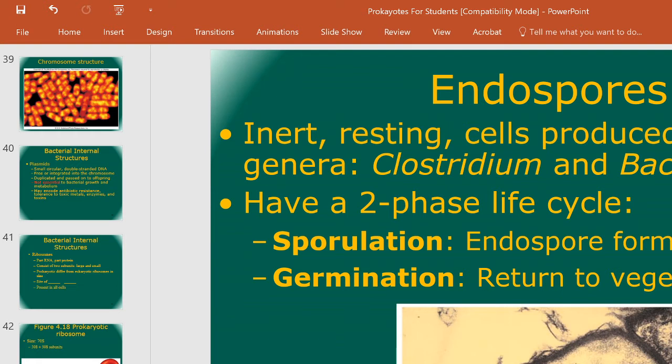Endospores are inert, which means they have no metabolism and they're not reproducing. Resting cells produced primarily by Clostridium and Bacillus. There's other groups, but I just want you to know these main two here. And there's a life cycle associated with these spores that we'll see in the figure, which is sporulation, making a spore, and germination, coming back to a vegetative state.